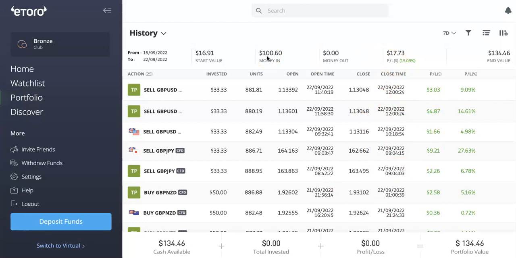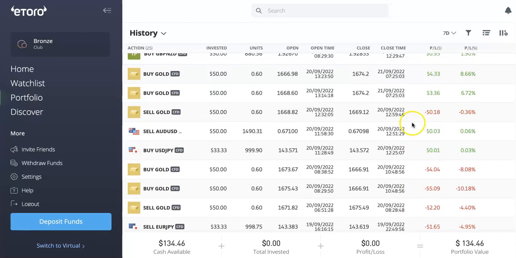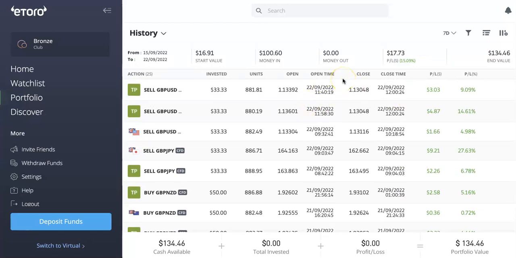So what I'm thinking is just see what I can do with this account and see what I can get it up to, maybe double. So in 3 days we've already made 15% profit. Bear in mind we came back from a drawdown as well, so we've done very well on this account.